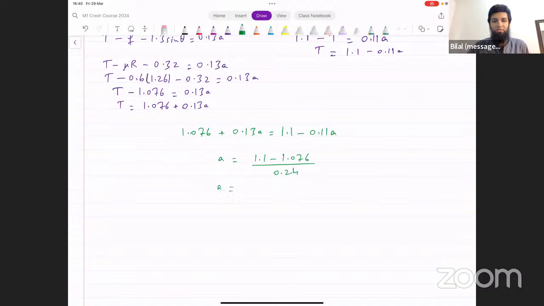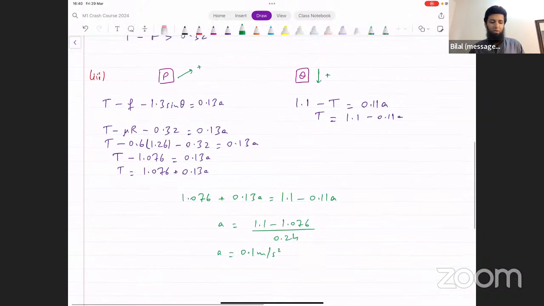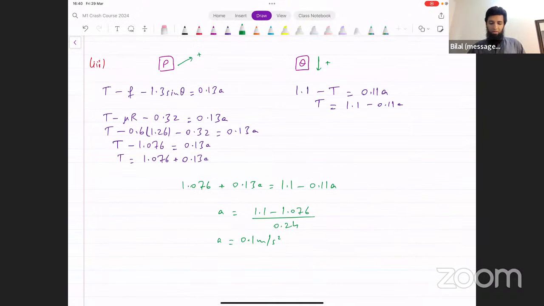What's the acceleration? 0.1 meters per second square. Okay, that's what we were looking for. That's the third part. Any problem with this? No, sir. Okay, good. Now let's look at a couple of other questions before we wrap this topic up.